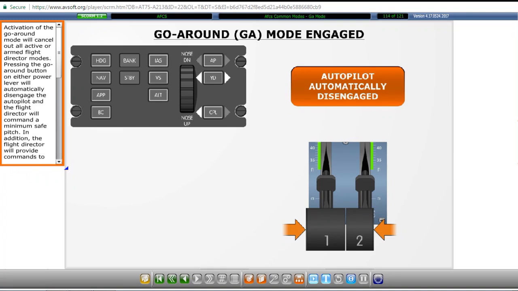Activation of the go-around mode will cancel out all active or armed flight director modes. Pressing the go-around button on either power lever will automatically disengage the autopilot, and the flight director will command a minimum safe pitch. In addition, the flight director will provide commands to maintain the heading existing at the time the go-around button was pressed. It is important that you understand that the go-around mode is a flight director mode only and cannot be flown using the autopilot.